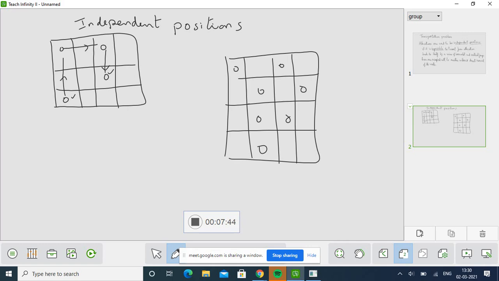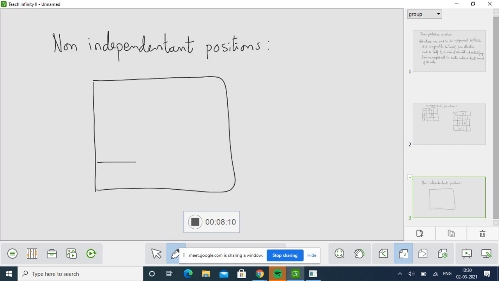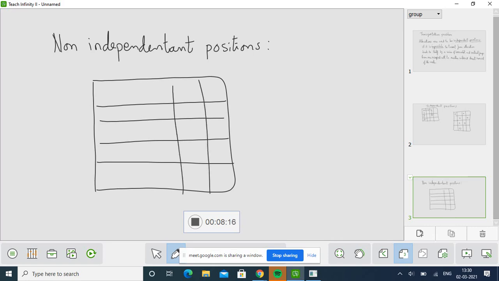Now suppose you want a non-independent position. How will you go about it? You should be able to travel from one allocated cell to another by means of horizontal and vertical lines. So let us look for an example like that. Let me choose a grid of our choice. We can have a 5 cross 5 grid. I'm going to have allocations.